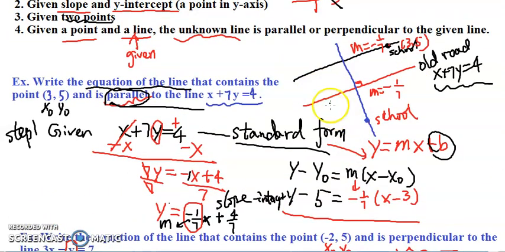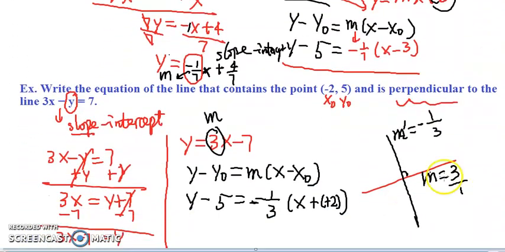If it's parallel, the road we're going to construct must have the same slope, negative 1/7. But if the line we're going to construct is perpendicular to the given line, then you will have to do the opposite reciprocal. So 2 steps. Take the reciprocal and flip it. 3 over 1, we get 1 over 3. And then put a minus sign in front of it to get the new slope. This is step 1. Step 2, use the point slope form.